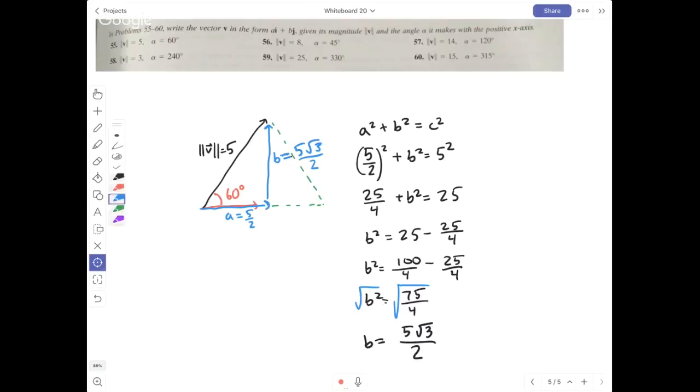Now, hopefully you've memorized those ratios in a 30, 60, 90 triangle, so you know just offhand what to expect: if this was x, then this will be x over 2, and this will be x root 3 over 2. If this was x, then this would be 2x, and this would be x root 3. So now I have both A and B, and I can write that the vector v equals 5 over 2 i plus 5 root 3 over 2 j.